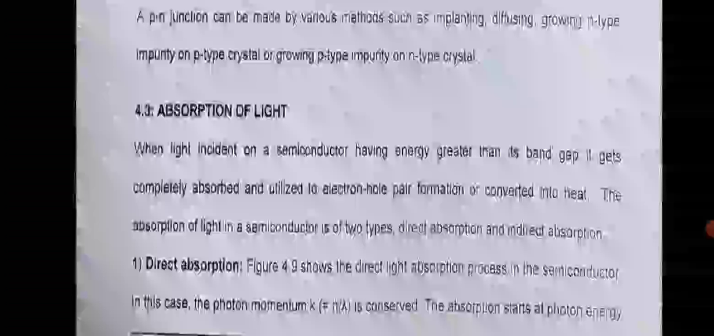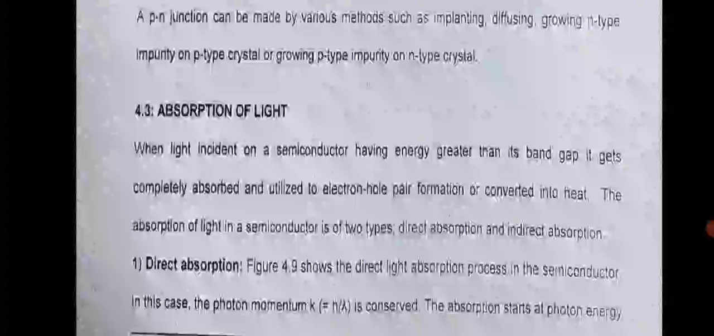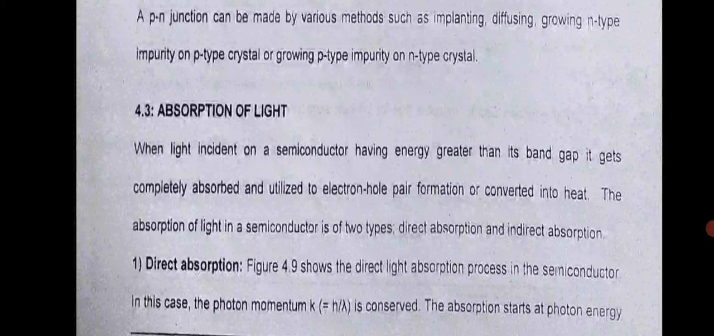This p-n junction can be made by various methods, such as implanting, diffusing or growing n type impurity on a p type crystal, or growing p type impurity on an n type crystal. So this is the idea about the formation of the p-n junction.